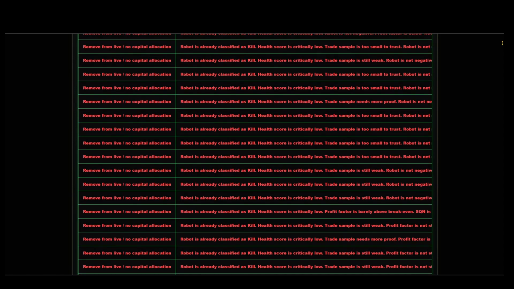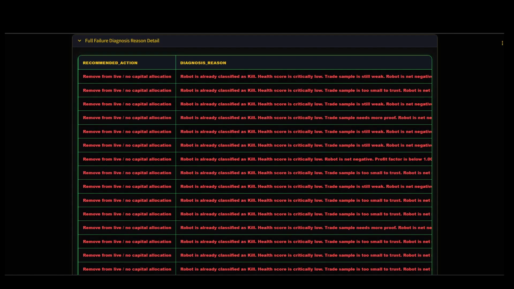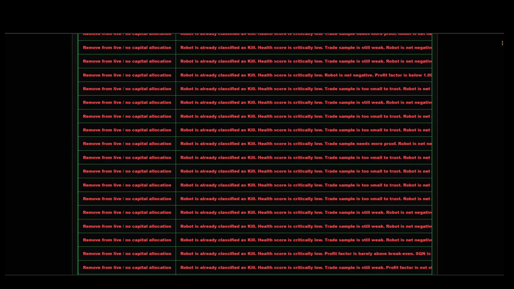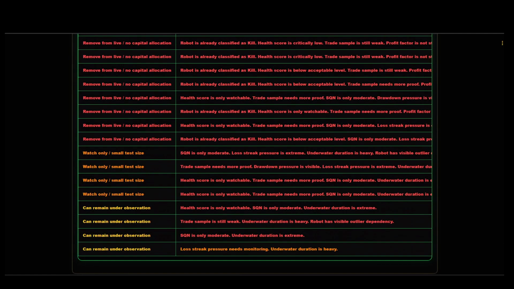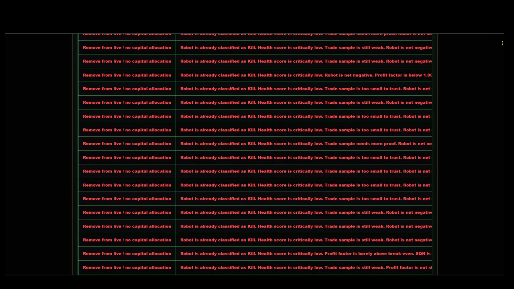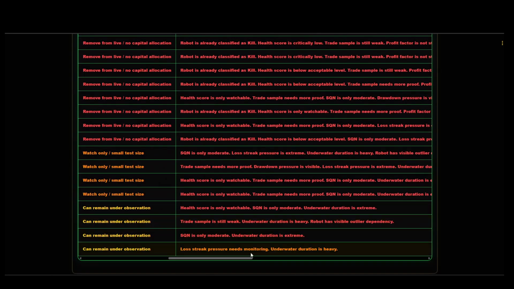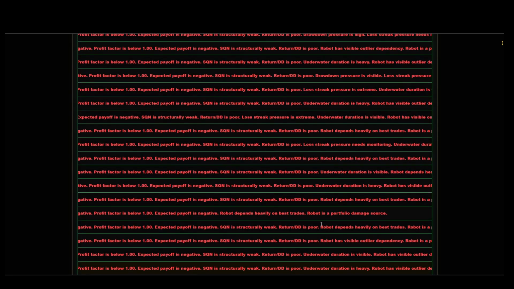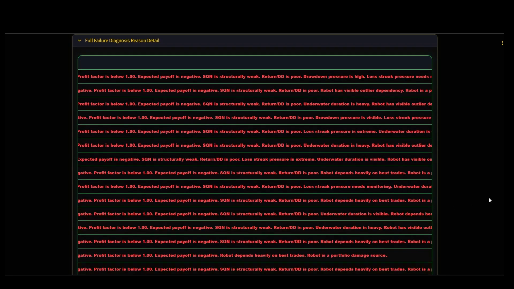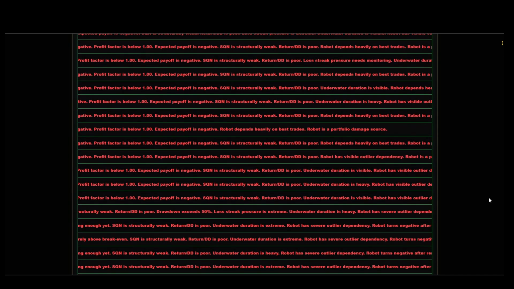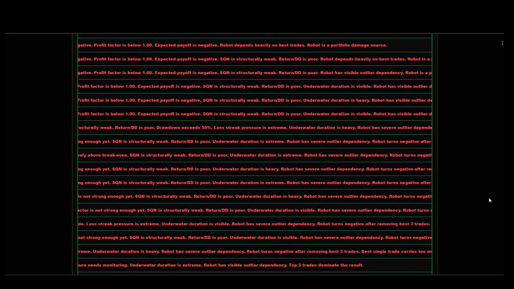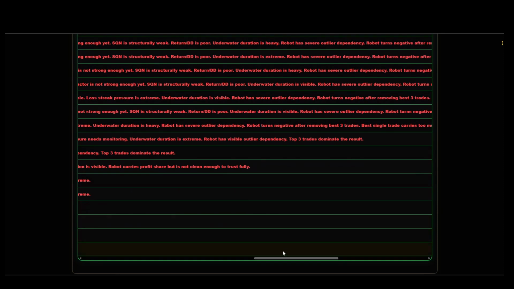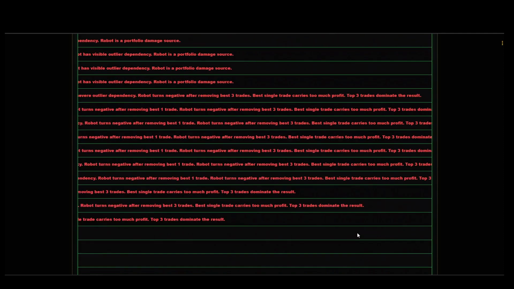And the diagnosis reason explains why that action is being triggered. For example, the robot may already be classified as kill, the health score may be critically low, the sample may still be too weak, the robot may be net negative, profit factor can be below 1, expected payoff can be negative, SQN can be structurally weak, return over drawdown can be poor, or the robot can be a portfolio damage source. So, this part is basically the explanation behind the rejection. It shows that the tool is not rejecting a robot because of one single number. It is combining multiple failure signals together.